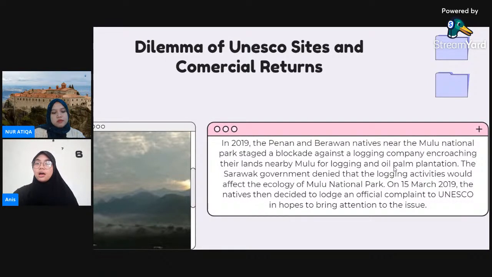Okay, lastly, I'm going to talk about the dilemma of UNESCO sites and commercial returns. In 2019, the Penan and Berawan natives near the Mulu National Park staged a blockade against a logging company encroaching on their lands nearby Mulu for logging and oil palm plantation. The Sarawak government denied that the logging activities will affect the ecology of Mulu National Park. On 15 March 2019, the natives then decided to lodge an official complaint to UNESCO in hopes to bring attention to the issue.